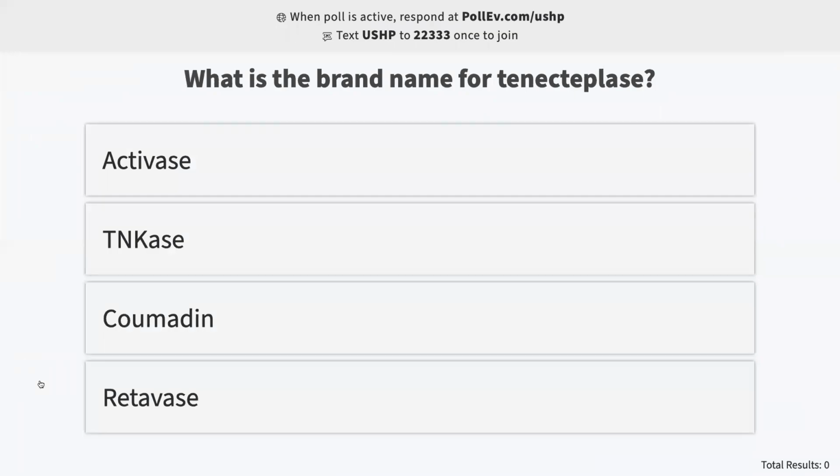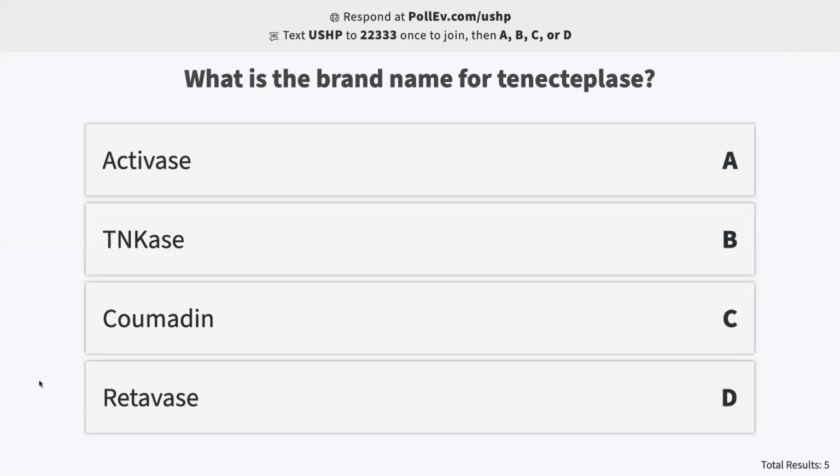And so for our next question, what is the brand name for tenecteplase? Is it A, Activase, B, TNKase, C, Coumadin, and then lastly, D, Retavase?